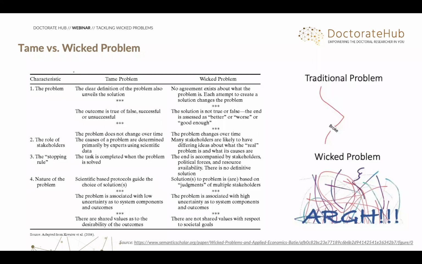And for a simple traditional tame problem, you have a stopping rule. You can solve the problem and afterwards the situation is better. Now, this is not the case once you look into wicked problems. And then the nature of the problem is also very different. In the tame problems, it's scientific-based protocols that guide the choice of solutions, while in the wicked problem case, solutions to problems are based on the judgment of the stakeholders involved. So everything is changing, everything is arguable, and nothing will ever be finished.